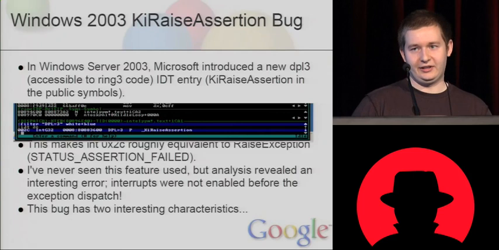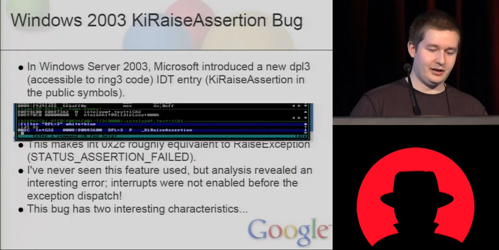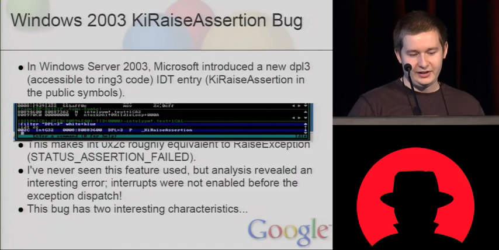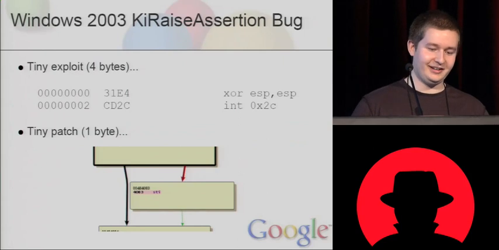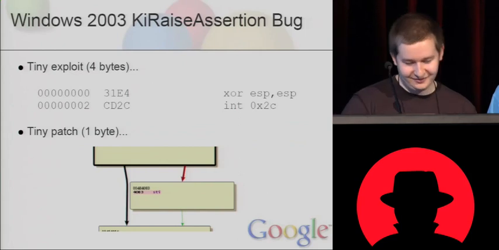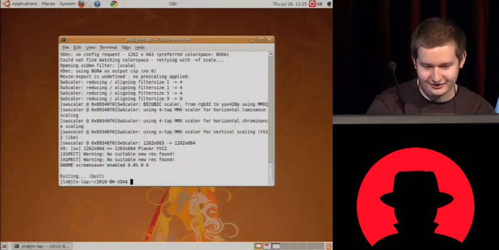And in fact, looking at the implementation in the kernel, it turns out that they made an interesting error. They dispatched the exception before enabling interrupts. So this bug, while not particularly high impact, had two interesting characteristics. To exploit it, you simply invalidate the ESP and then call int 2c, so you could exploit it in just 4 bytes. And the patch was interesting as well, simply because they had to just re-enable the interrupt flag, so that's just a 1 byte instruction, STI. So it's not particularly high impact, but we thought it was fun because of this, and I actually have a video of this happening.